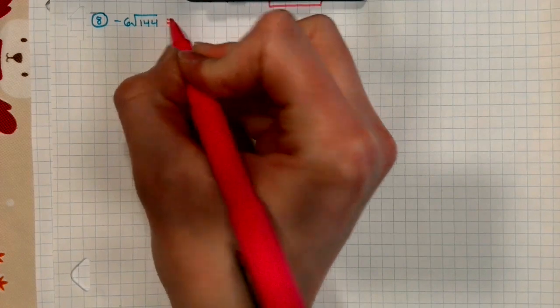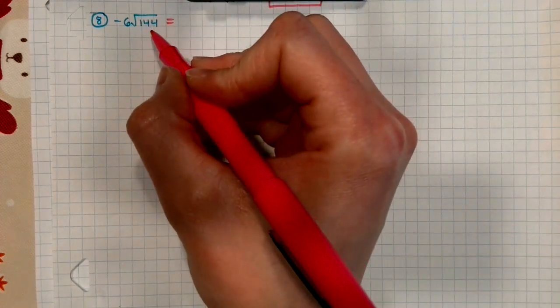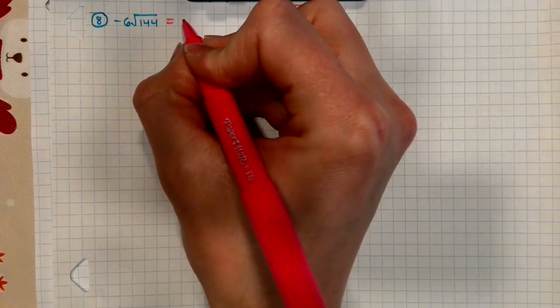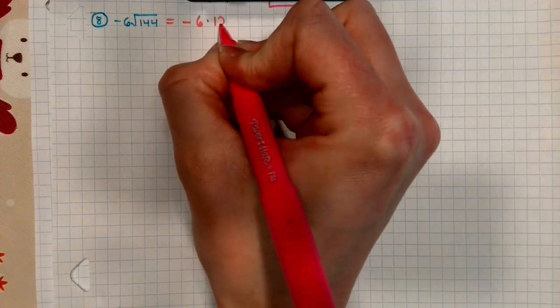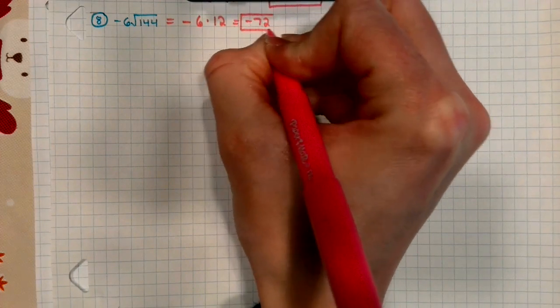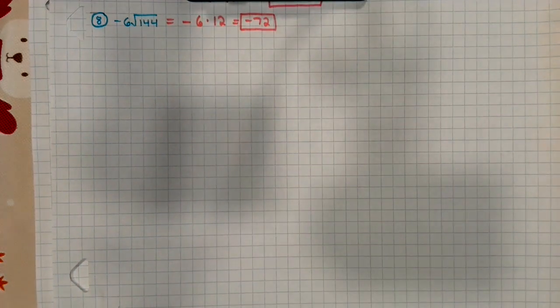Our next example is number 8 out of the book, and it says negative 6 square root of 144. So this here, the square root of 144, 144 is actually a perfect square because 12 squared is 144. So this just turns into negative 6 times 12, which equals negative 72. And that would be my final answer for that one.